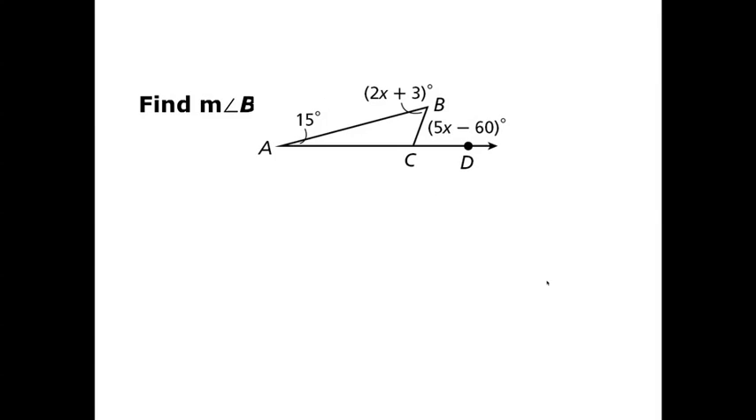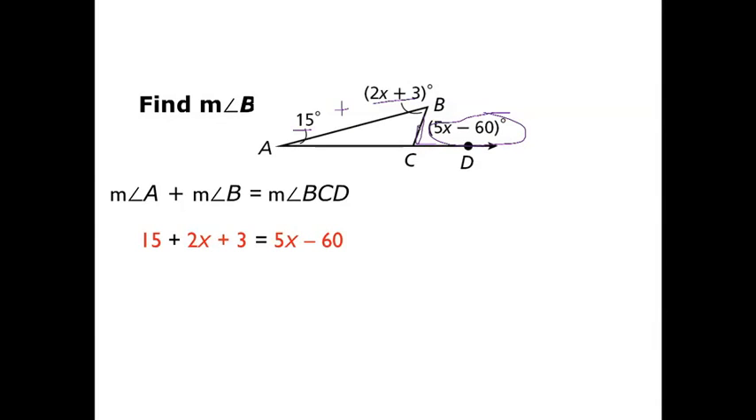Okay, here I want to find the measure of angle B. This is using the exterior angle theorem. So what I have is my exterior angle right here, and it's going to equal the sum of my remote interior angles. So I've got to add these two together and set them equal to my exterior angle. So my remote interiors add to equal my exterior. That's the equation I'm going to set up. Measure of angle A plus measure of angle B equals the measure of angle BCD, which is this angle right here.